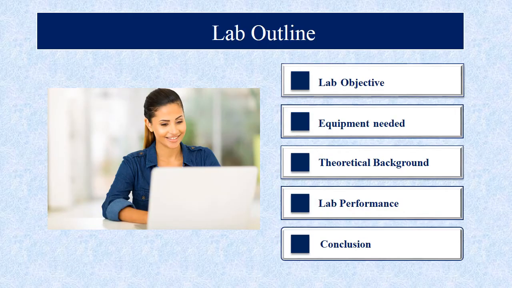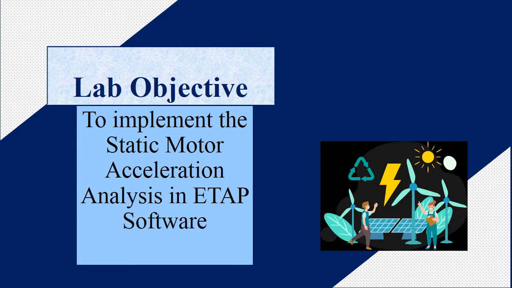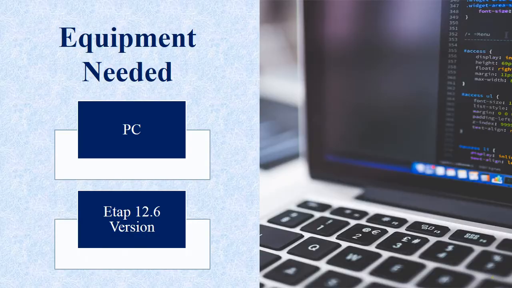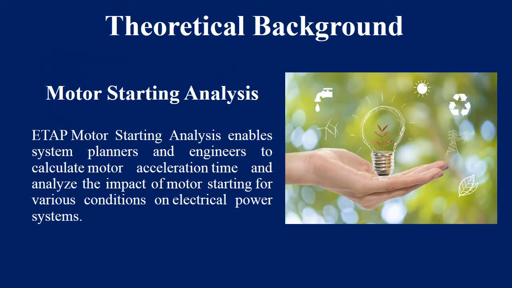Agenda of this experiment basically includes 5 different sections: lab objective, equipment needed for the experimentation, theoretical background of the experiment, lab performance part, and conclusion. The title of our today's experiment is to implement the static motor acceleration analysis in ETAP software. Equipment needed for the experimentation is ETAP 12.6 version installed on your personal computer. Firstly, we have to look at the theoretical background of this experiment.